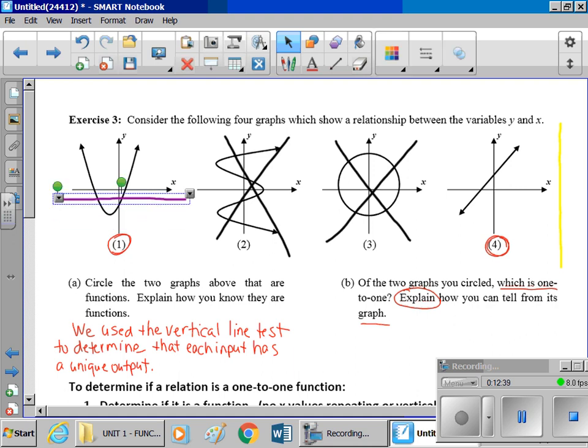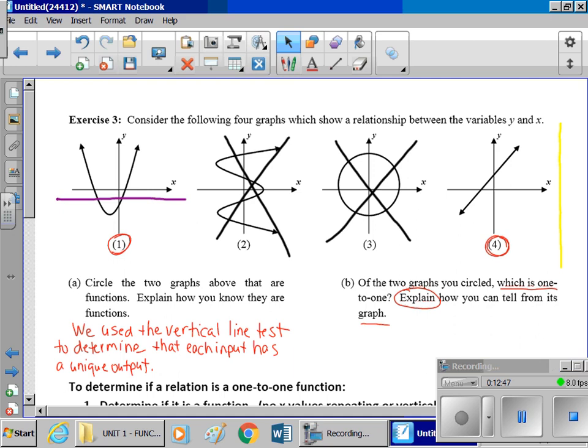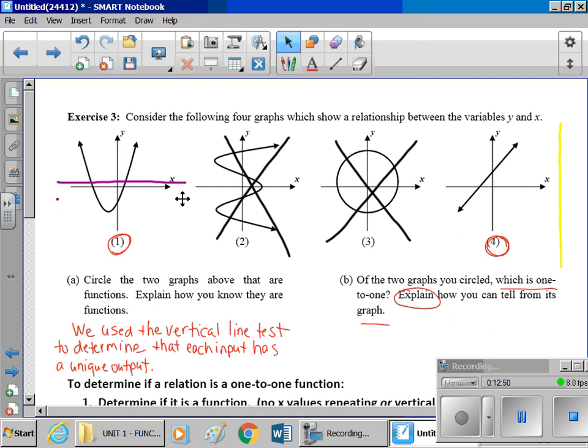So if I slide this up and down, see how it only hits in one spot? So that horizontal line test obviously works very nicely here when the smartboard works properly. All right, so it works here. So I know that this is not a one-to-one function because it hits in more than one spot. All right, but now if we consider the linear over here, we can see how this only hits that linear function in one spot. So that's why this one is a one-to-one function and the number 1 is not. So this one is a one-to-one.